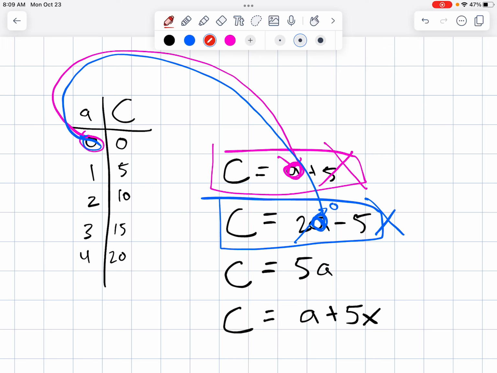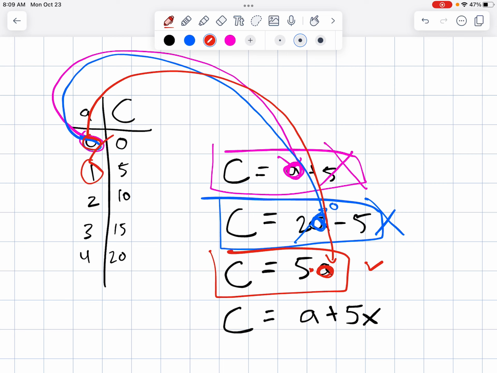Now let's try this one right here. C equals 5a. Now we're going to get that 0. We're going to plug it in this equation. And we have 5 times 0. Well, 5 times 0 is 0, and that checks out. Let's try 1. Let's plug 1 in. 1 times 5 is 5. It works. Let's plug 2 in. 5 times 2 is 10. Let's plug 3 in. 5 times 3 is 15. Plug 4 in. 5 times 4 is 20. And so this is the equation that's going to work for us.